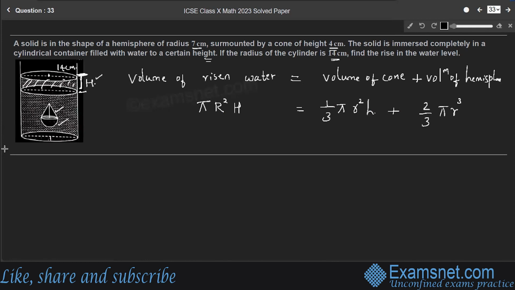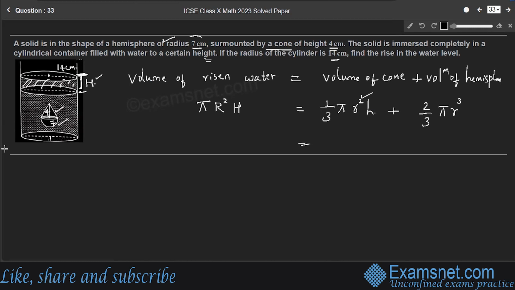Here, the radius of the hemisphere, is it given? The radius of the cylinder is given, and the radius of the hemisphere is also given, 7 centimeter, right? So 7 centimeter is the radius, and the height of the cone is given, which is 4, right? Since the hemisphere is surmounted by the cone, its radius is equal to the radius of the cone, right? So the radius of both cone and hemisphere will be the same, right? Therefore, 1 by 3, so simplify it.